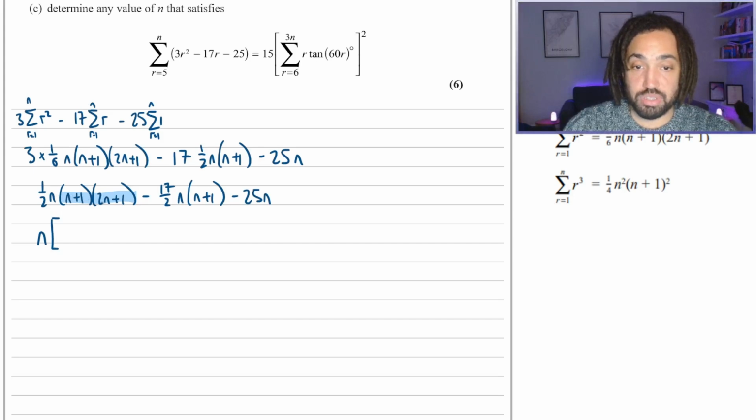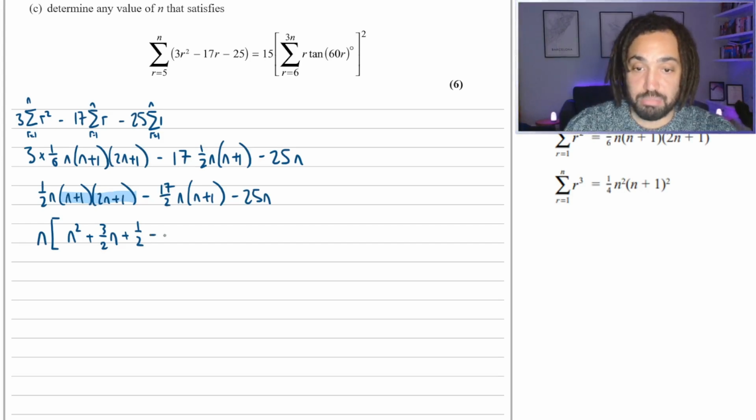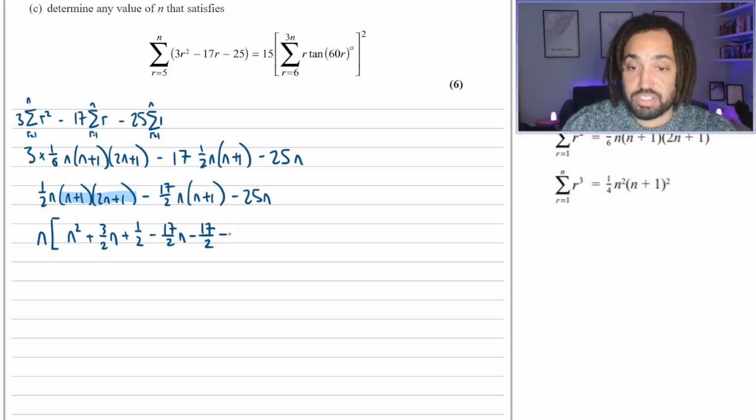So we're going to get 2n squared, times by half is n squared. We're going to get a 2n and a 1n, which is going to make 3n, so times by half is 3 over 2n. And we're going to get a 1 times a 1 is a 1, and then times by a half. Okay, here we're taking out the n, and we're going to multiply the 17 over 2 by n. So we get minus 17 over 2n. And then I'm also taking away 17 over 2, when I times it by the 1. Okay, I've taken the n out here, so I'm just left with minus 25.